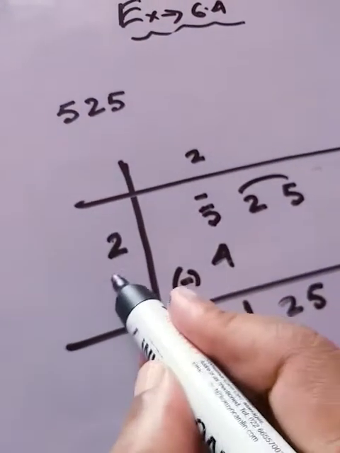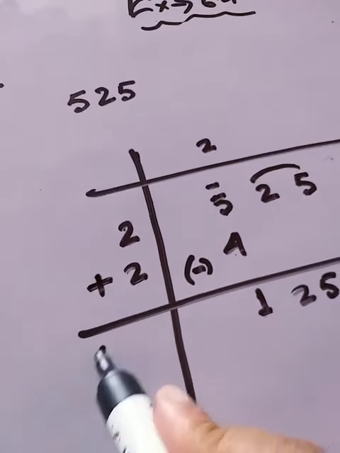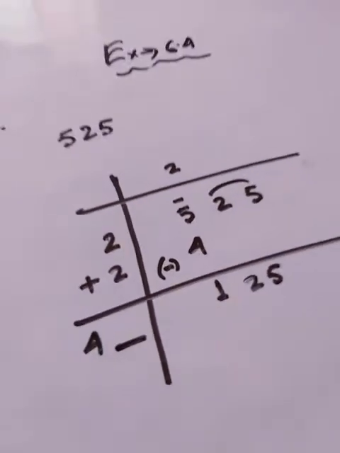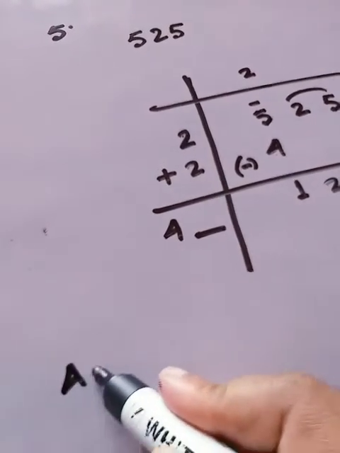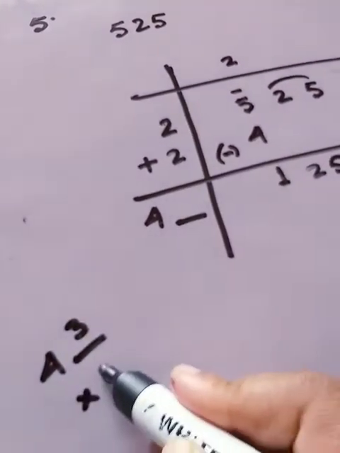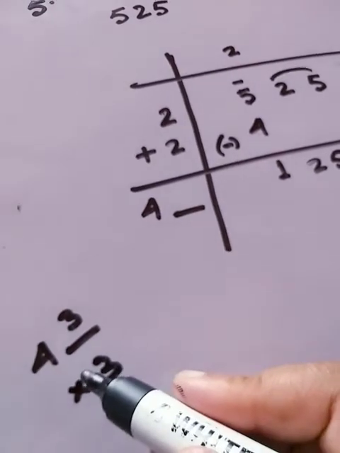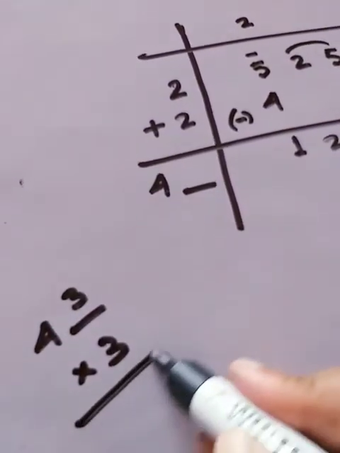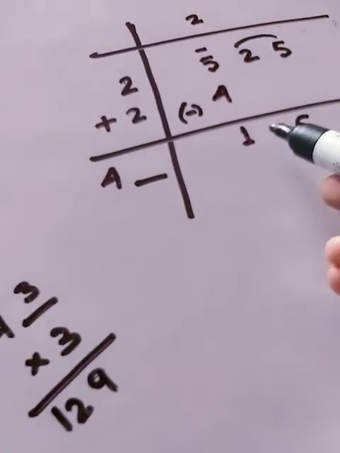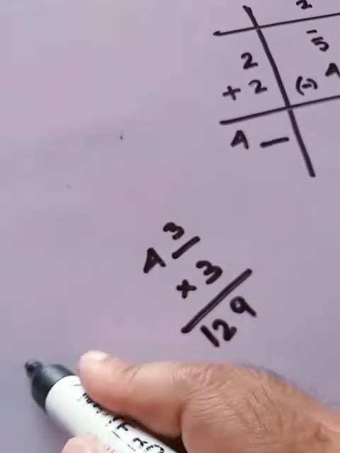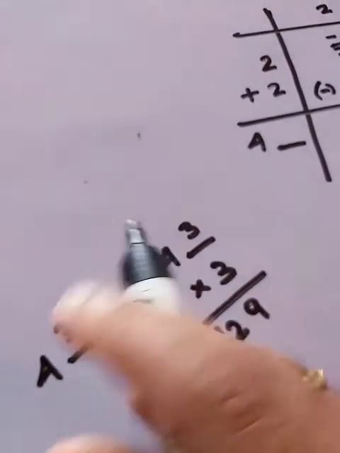We'll add 2. So what is the answer? 4. We'll give one dash here. Okay. So what is the nearest number then? How to get the nearest number? Let's put 3. So when we have filled 3, we have to multiply with 3 also. So 3 3s are 9, 3 4s are 12, 129. No, it will not go with 3. Rather it will go with 2.